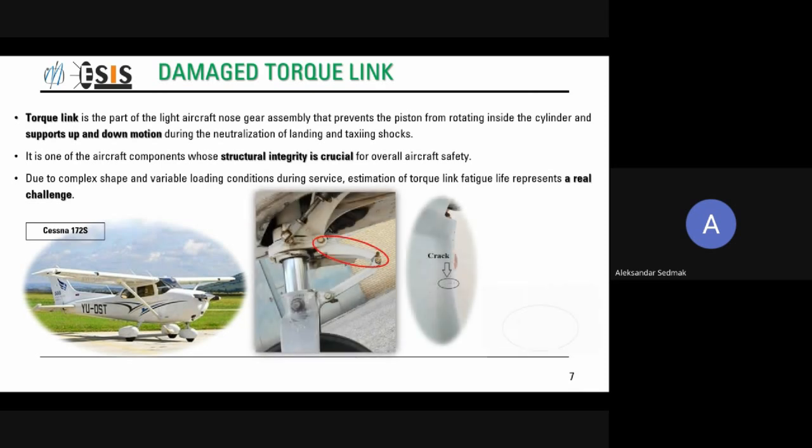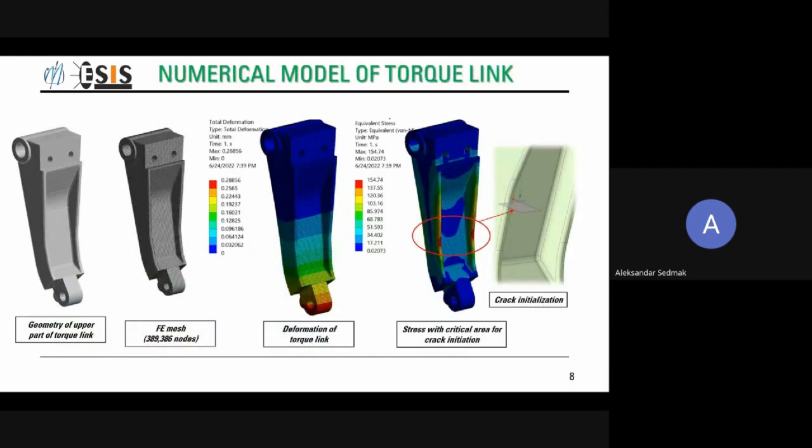The first one is the damaged torque link. You see this Cessna and its torque link. You can see also a crack. It's 5 millimeters long and it is a surface crack. Next one.